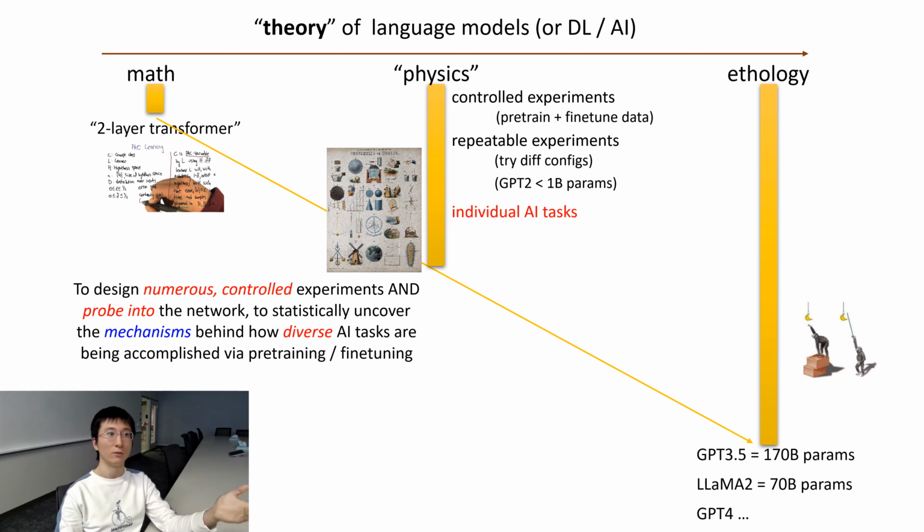We can decompose maybe the notion of intelligence into some building blocks, and then study them one by one. And finally, I'm emphasizing the word probing. That is, I wish to really probe into the network, especially if we're analyzing GPT-2, which is of a smaller scale. We can analyze it, we can probe into the layers, into the neurons, to actually uncover what is happening behind the scenes. So this is an area I would call physics.